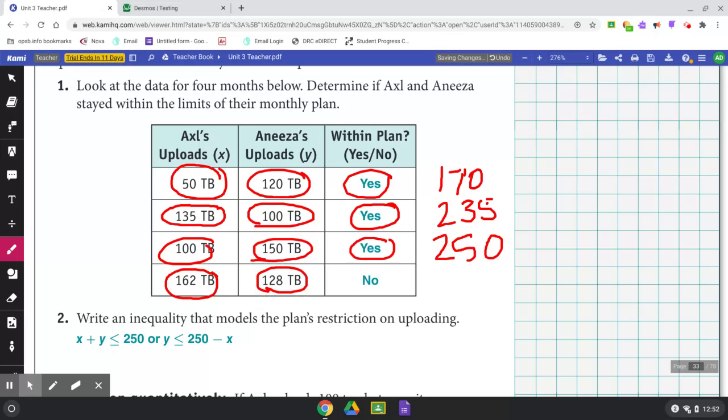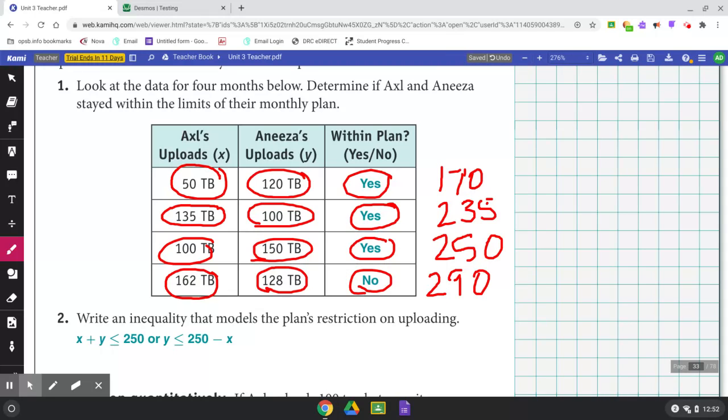162 and 128 would be 290. Is 290 250 or less? No. So write the inequality that models the plan's restriction.